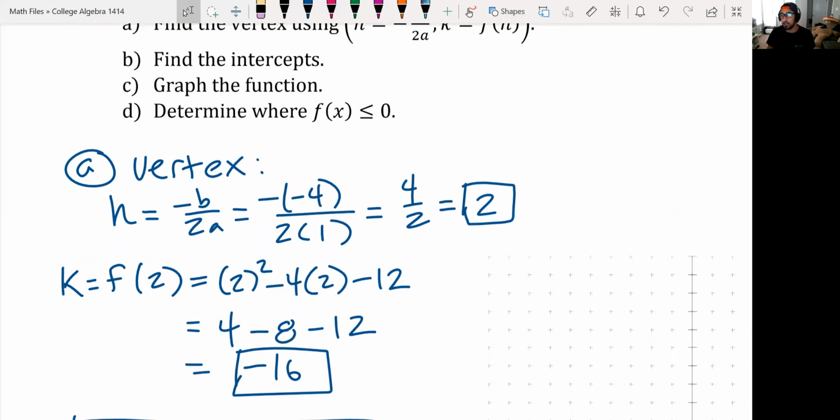And then the y-intercept, it's where you let x equal 0. So you'll have f of 0 and plug it into the function given. And the function is written right next to it on the x-intercept. So if I plugged in 0, this would be 0, that would be 0, and we would be left with negative 12.